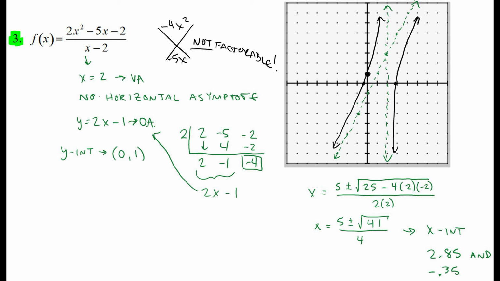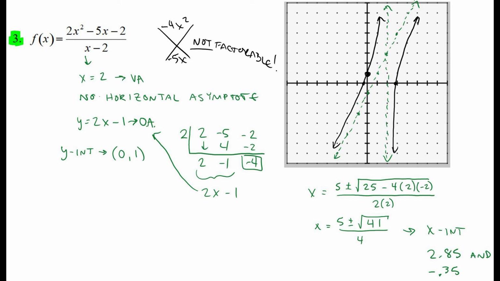So the vertical asymptote is what makes the bottom 0, so that's going to be 2, so x equals 2. On this one, real interesting, the degree of the top is 2, the degree of the bottom is 1. So that means there is no horizontal asymptote at all. There's actually going to be an oblique asymptote, and I'll show you what that means.